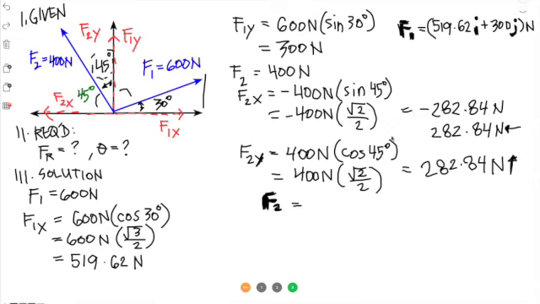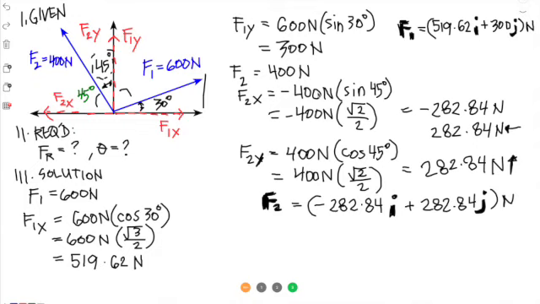And we have a negative value for the x component. Oops, let me undo. 22.84 i plus 282.84 j newtons. Okay, so now both our vectors are expressed in the Cartesian vector form.